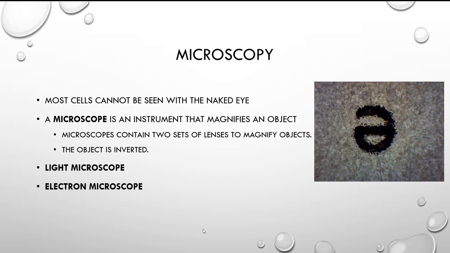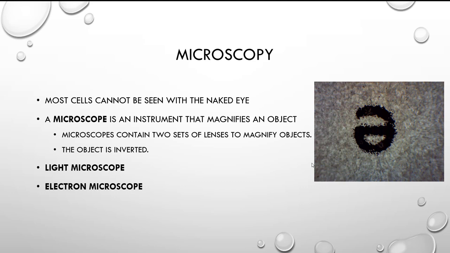Now when we use a microscope, it actually inverts the image or the object. So for example, if I put a slide of a letter E in the microscope right side up, when I'm looking at it under the microscope, I will see it upside down. Okay, so it's inverted. And that's because of the lenses. So I'm basically seeing a reflection off of it.